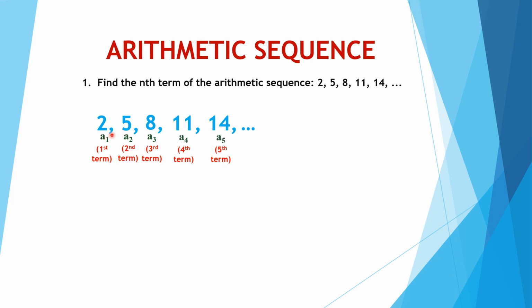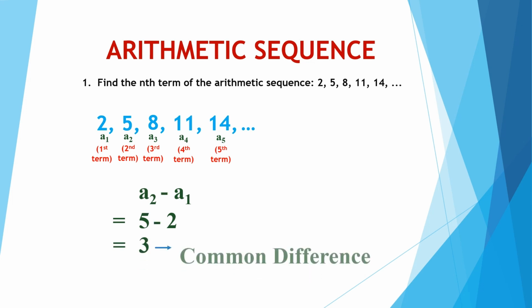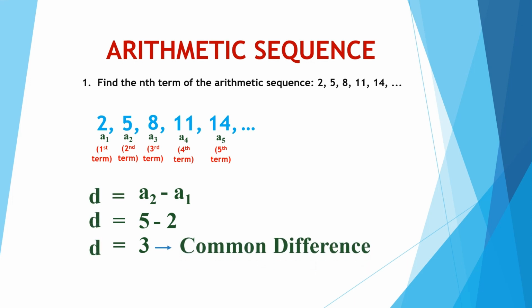Looking at these numbers, we can see that as the sequence progresses, the value of the next term also increases. To determine the difference between the previous term and the next term, let's subtract a sub 1 from a sub 2. a sub 2 minus a sub 1. Let's substitute the values. So a sub 2 is equal to 5 and a sub 1 is equal to 2. 5 minus 2 is equal to 3. 3 is the common difference denoted by the letter d.